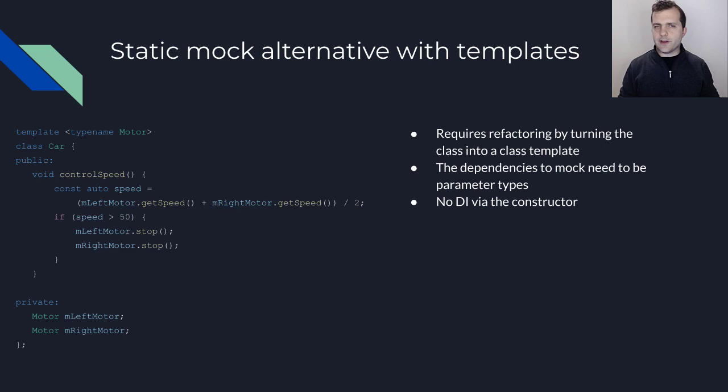There is a variant of the static mock injection that circumvents the undesirable side effects of the singletons. Now, the dependency type, Motor, is determined during compile time as the class gets turned into a class template. DI is not needed, however, refactoring your code will be. In other words, this is not a drop-in replacement for the previous technique.